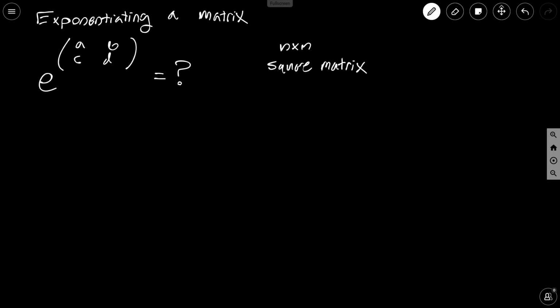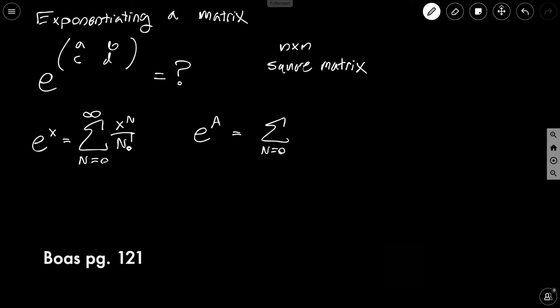If you recall the Taylor series for e to the x, and you remember from your calculus 2 days or wherever you learned Taylor series that this is true for scalar x. But it turns out it's also true for a matrix input A. So if we have a square matrix A, we can take e to the power of that matrix and throw it in our Taylor series.